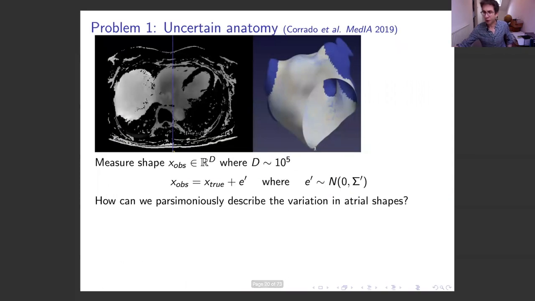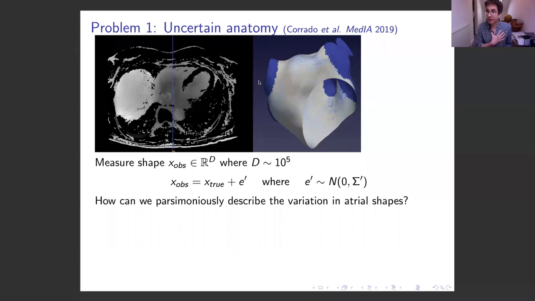Okay, so I'll break it down into two or three different problems, depending on how much time we have, and talk about each one. So first of all, this is some work led by Cesare. It was published last year in Medical Image Analysis. And we were interested in inferring the shape of someone's atrium from an MRI scan of the atria.